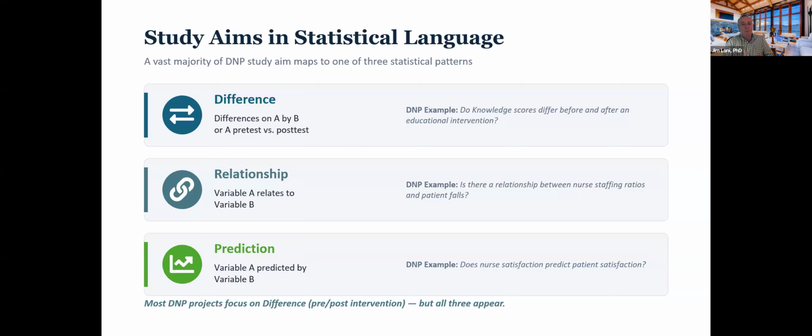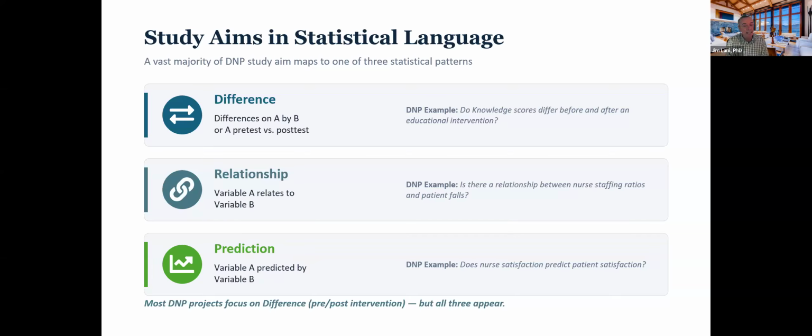So there's three major buckets of how study aims can be phrased in statistical language. One is differences. Are there differences on A by B? Are there differences in runtime by sex, male or female? Are there differences in knowledge from pre to post test? Okay. So differences is a good term to put in there.